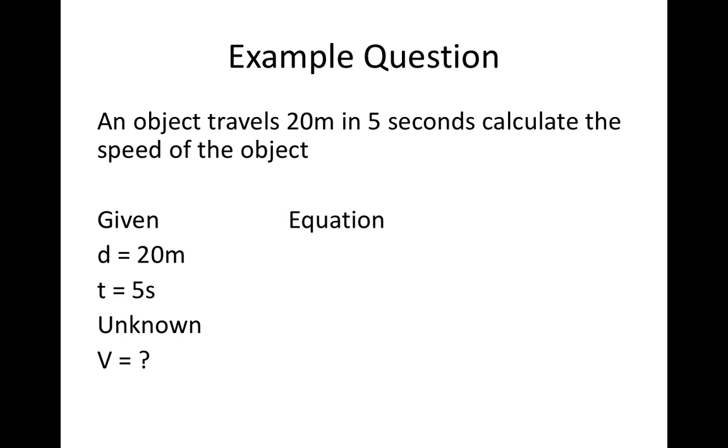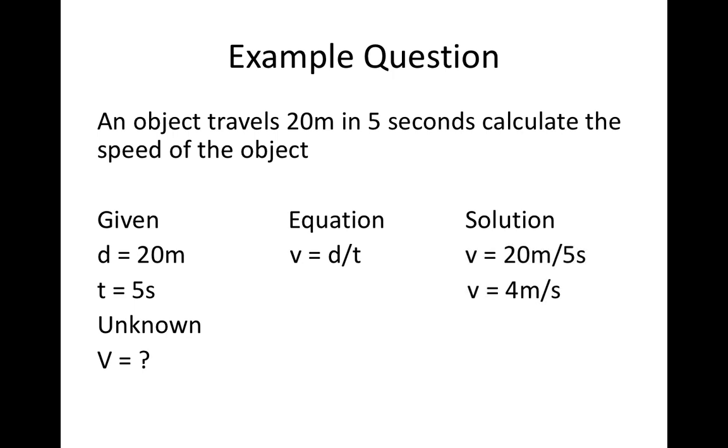Then we need the relevant equation to use to solve. So v equals d over t. And the solution, we plug in our numbers and we get 4 meters per second.